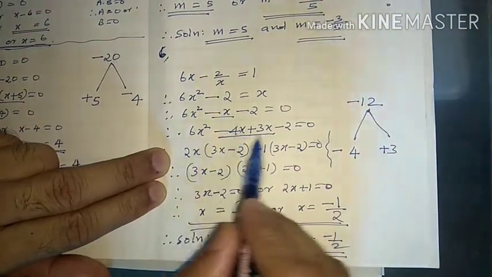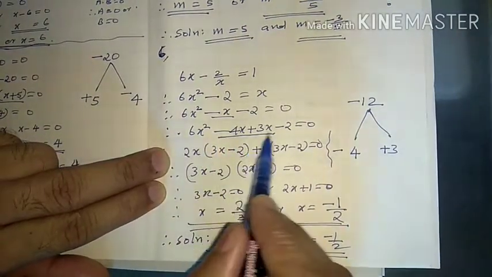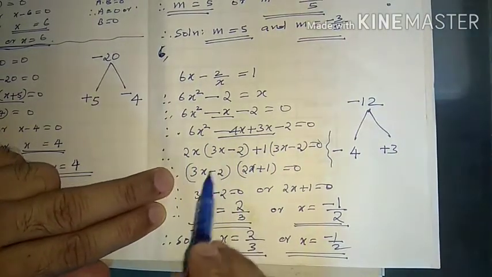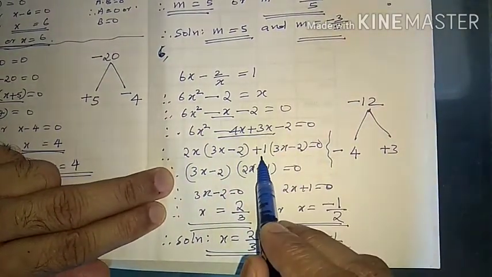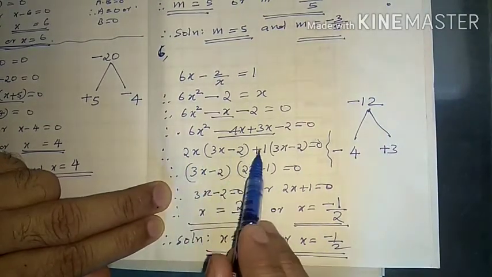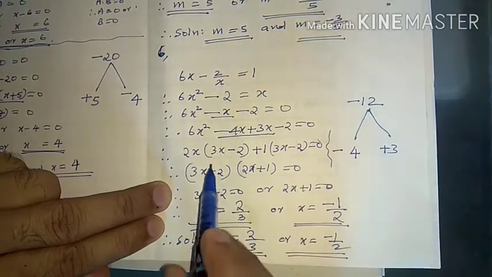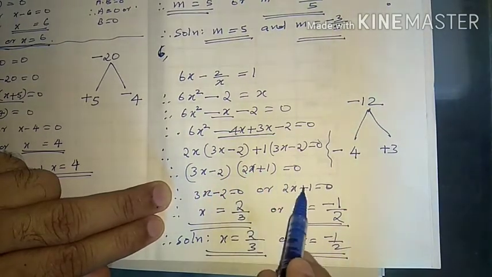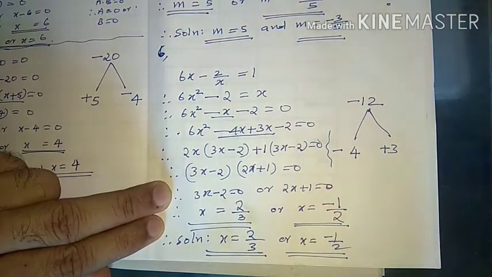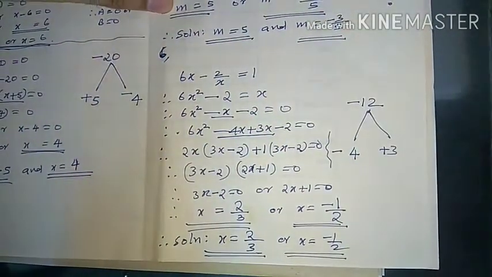Minus 4 plus 3, minus 4 plus 3 is minus 1. Split. Then common factor, from here 2x taken out. Here only 1 comes out. Then this term is the common factor. The remaining part is this, like a into b equal to 0. First term is 0, or second factor is 0. First factor 0, one answer. Second factor 0, second answer. This is question number 6.